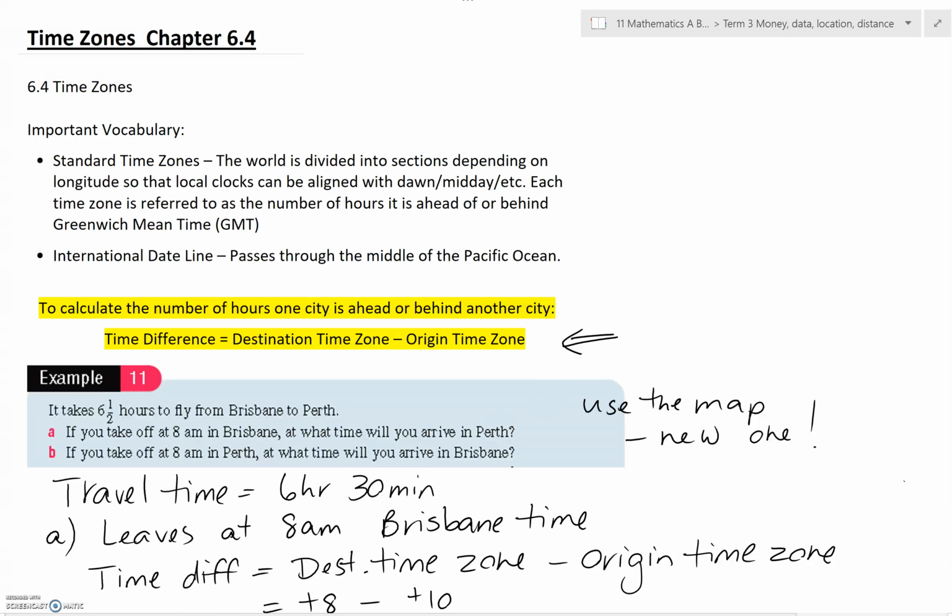Okay, welcome back everyone. So this is our last topic in this term. I'm sure you're excited to hear that.